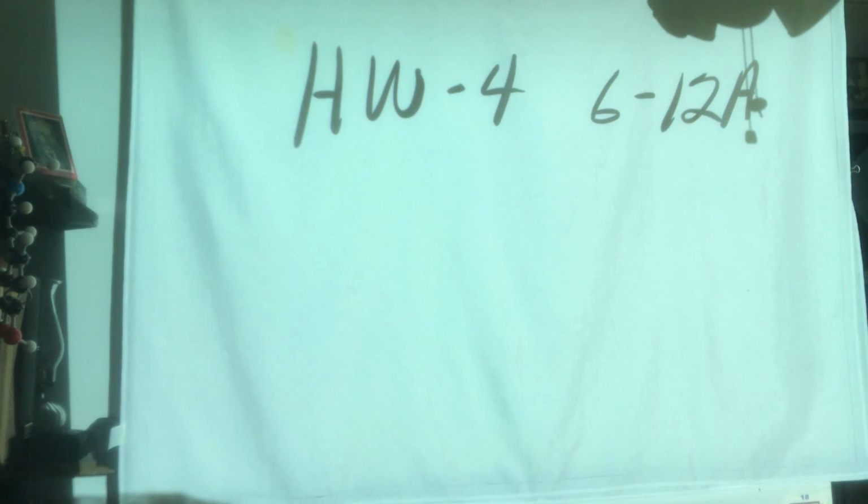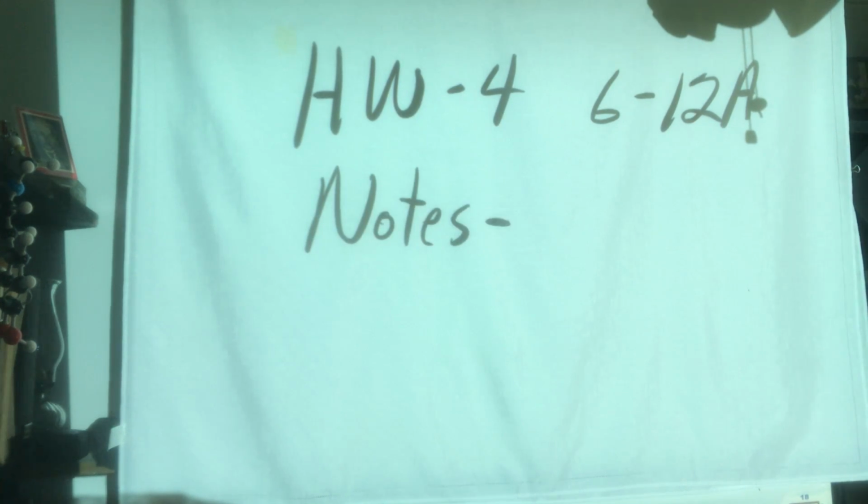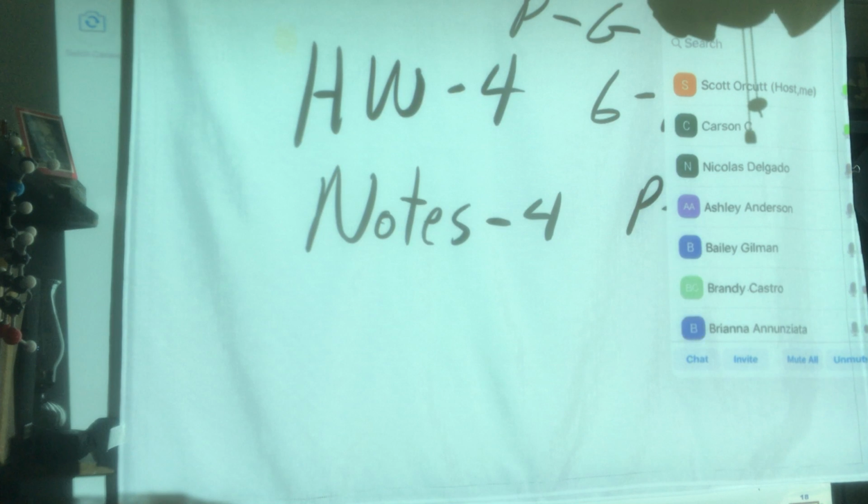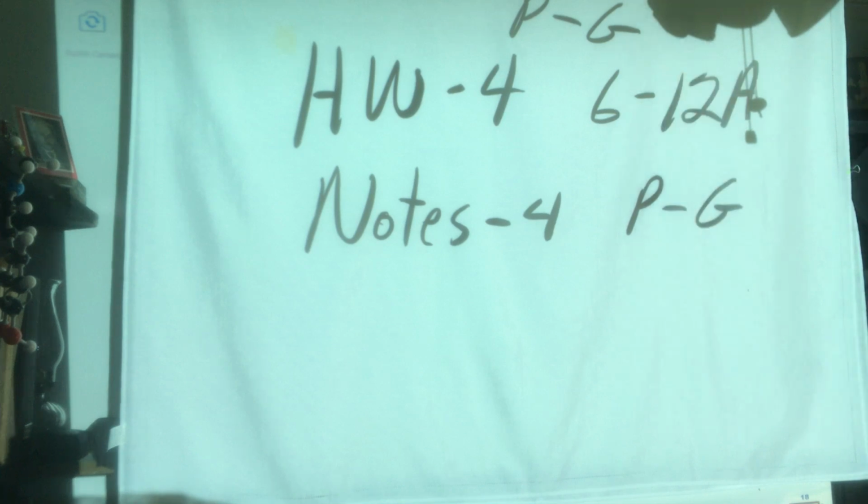That's 6-12A. Now today I want you to send me your notes and put in the subject bar notes 4 and period G. When you send the homework, put period G also. You don't have to write 6-12A on it. I'll know which one it is. Now, are there any questions? When is the homework due? The notes are due right now, and the homework is due the next time we come to class. Okay?